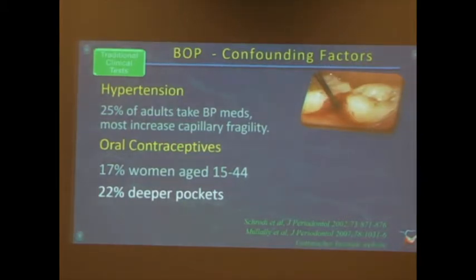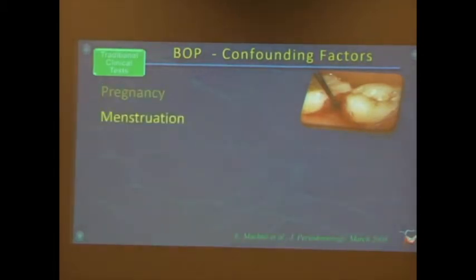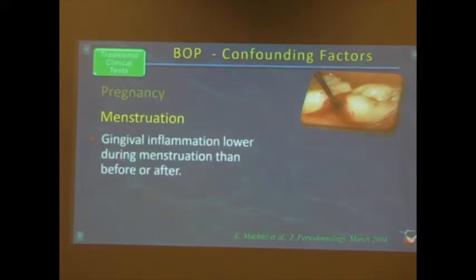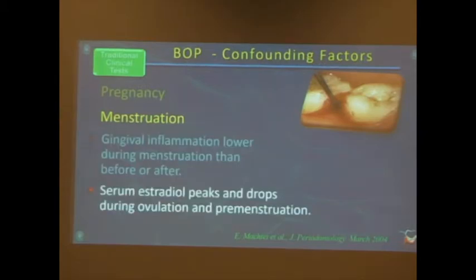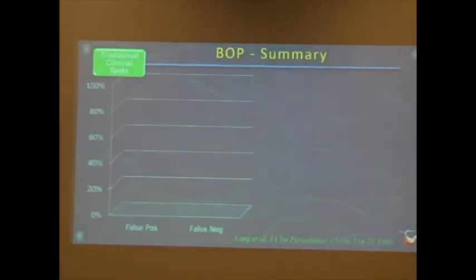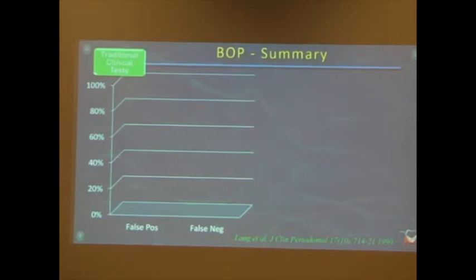On average, 22% of women taking oral contraceptives will look as if they have periodontal disease because they're bleeding more readily, when in fact they do not. Menstruation, the estriol hormone changes during menstruation, cause greater bleeding on probing. So in summary, and I only mentioned a few of them, the number of confounding factors that can cause tissue to bleed other than periodontal disease are so numerous and so prevalent that you can't draw any conclusion about bleeding when the tissue bleeds or when it doesn't bleed.